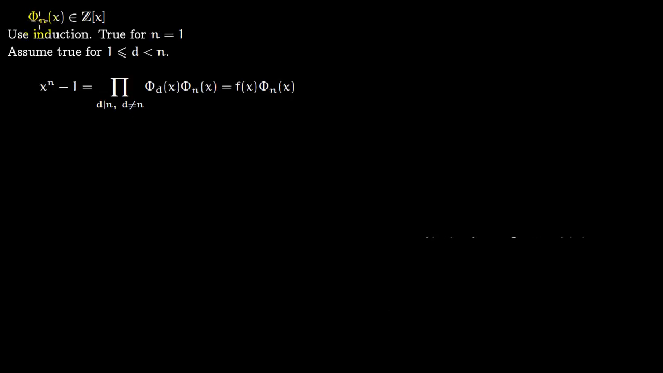We want to prove the coefficients of the cyclotomic polynomial are integers. For this we will use induction. For n equals 1 the case is obviously true. We have x minus 1 as the cyclotomic polynomial, and you can see the coefficients are integers. Now we assume it is true for d less than n.